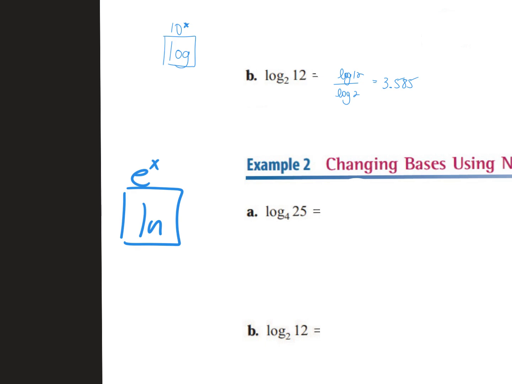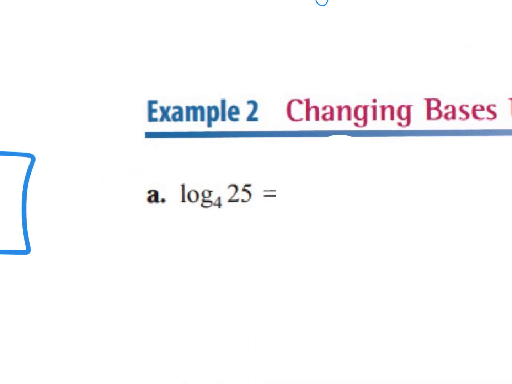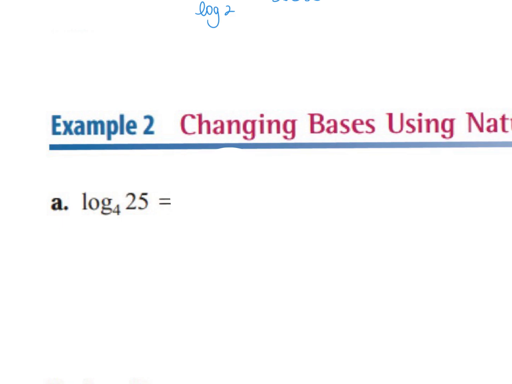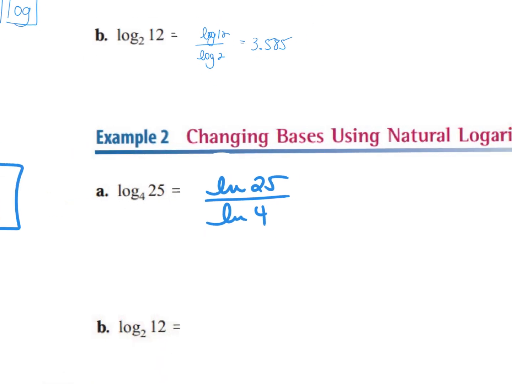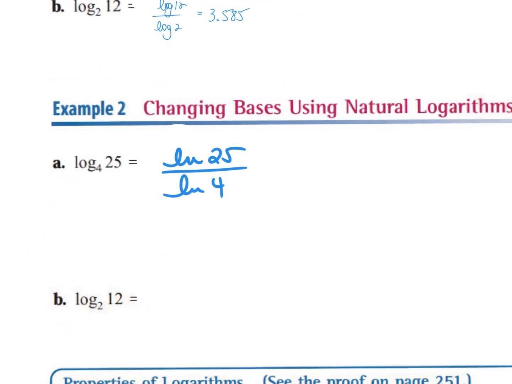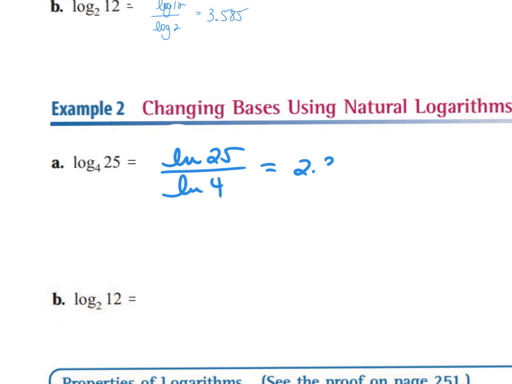So it's the exact same thing. If you were going to use the change of base here, instead of log, they want you to use natural log. So do ln of 25 over ln of 4. What do you get? 2.322. And then do the same thing here. Natural log 12 over natural log 2. What do you get?